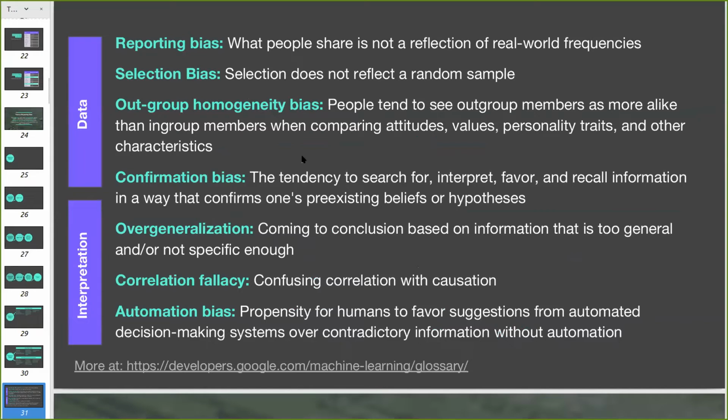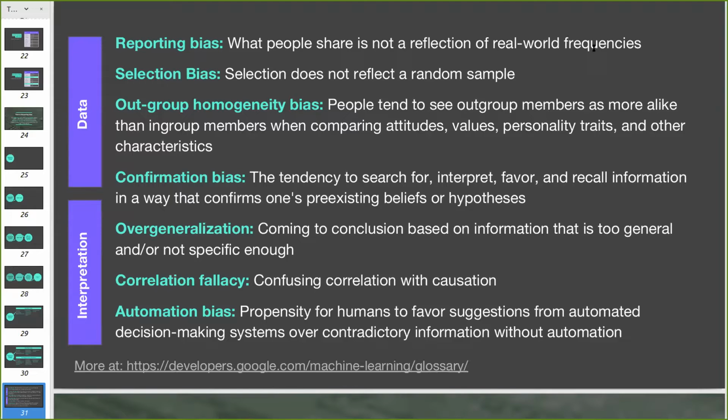So here are some of the examples. Reporting bias, which is what people share is not a reflection of real world frequencies. If I'm given some data and I'm asked to annotate it, it is highly possible that what I'm doing with the data is an outcome of my personal opinions. So that is also there. And then there is selection bias. Selection does not reflect a random sample. Now, whenever we are trying to collect our data for training a model, it's not always the case that we select the data in the right proportion, covering all the cases or all the classes.